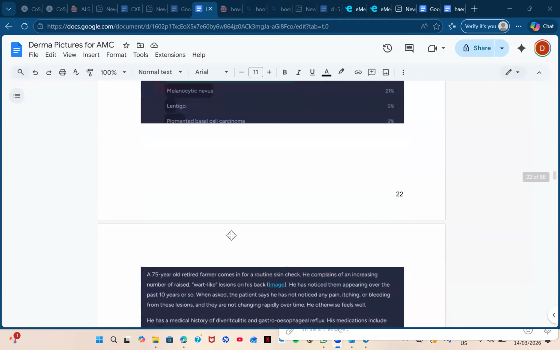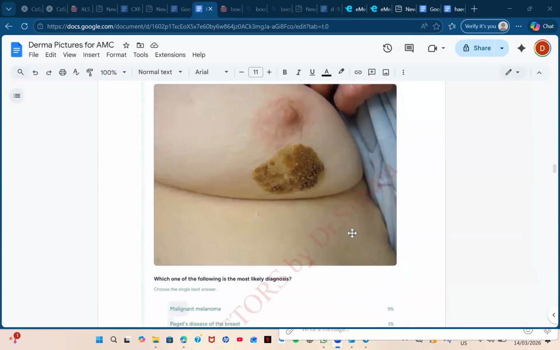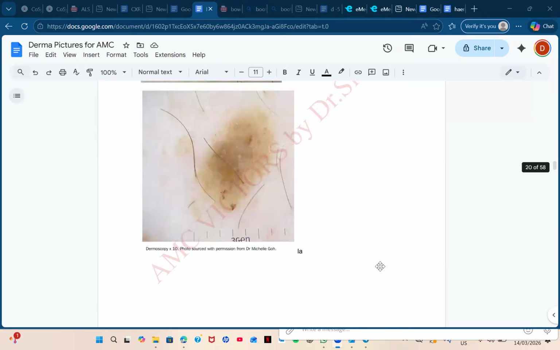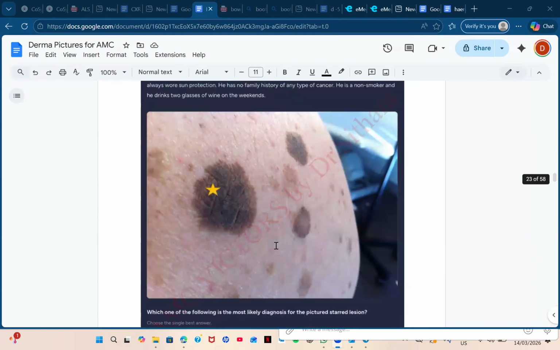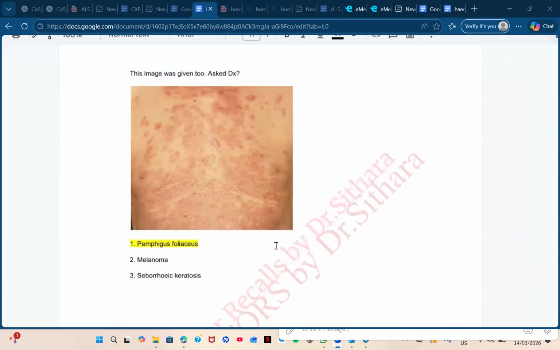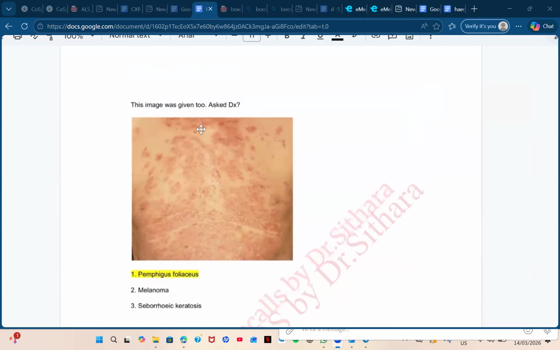Doctors, please keep these pictures in your mind, right? Seborrheic keratosis: waxy-like appearance. So not a very hard one, an easier one, right? Okay, and in the November exam, they asked this one. This image was given to ask for the diagnosis.